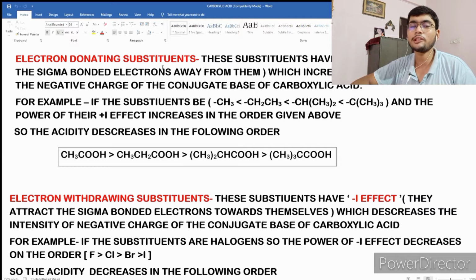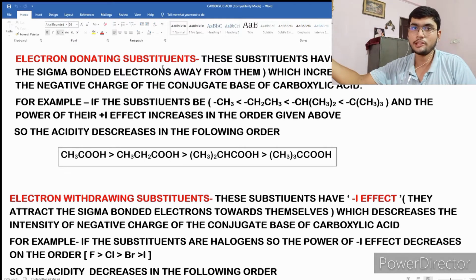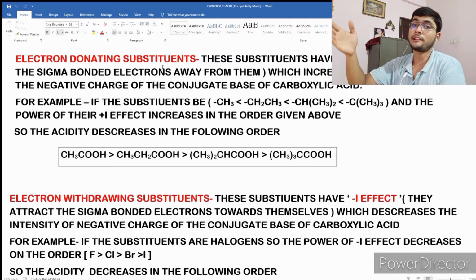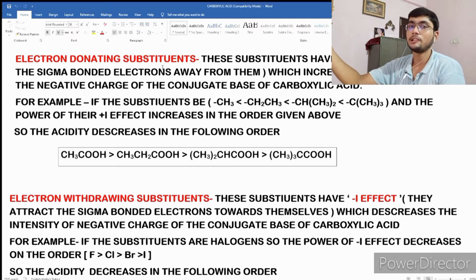Now what is plus I effect? Basically, plus I effect means that it will shift the sigma bonded electrons away from it towards the atom attached to it. This means that it will create a partial negative charge on the atom attached to it. Now if we attach such plus I effect groups on the carboxylate ion, what will happen? The negative charge of the carboxylate ion will get intensified.